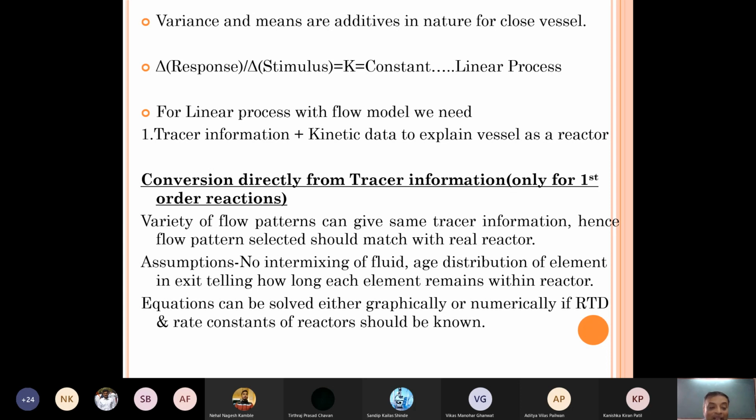We know all this much. Then equation can be solved graphically or numerically. We have to solve the equation. We will discuss that later on. Okay, can be solved graphically or numerically if RTD and rate constant of reactor should be known.